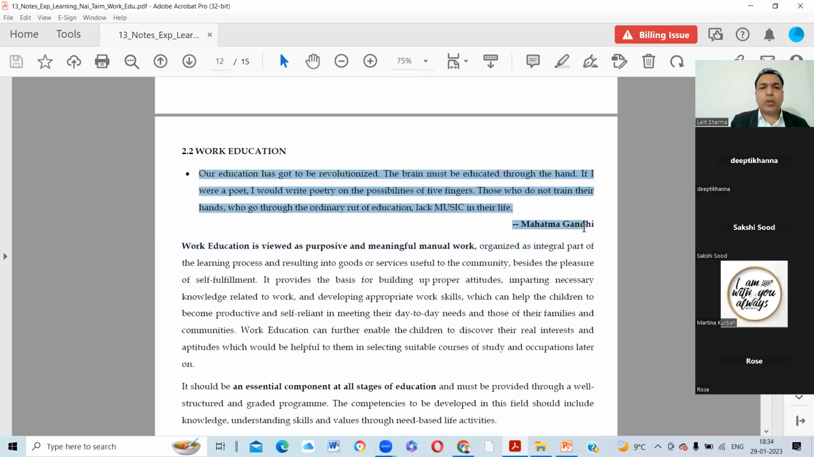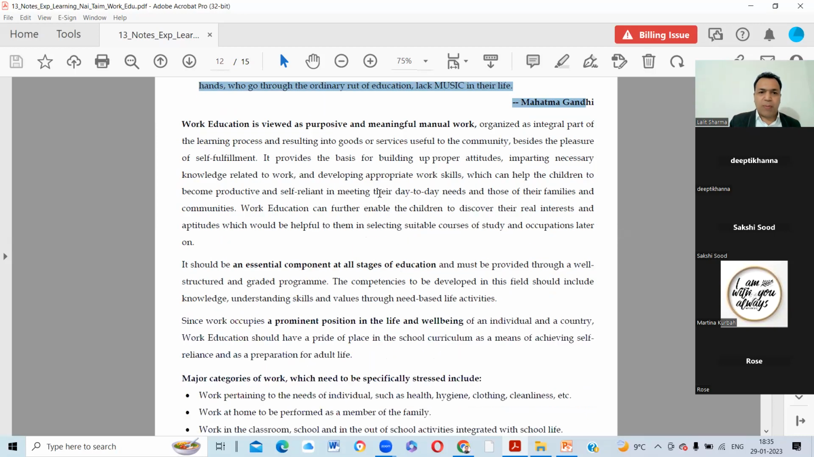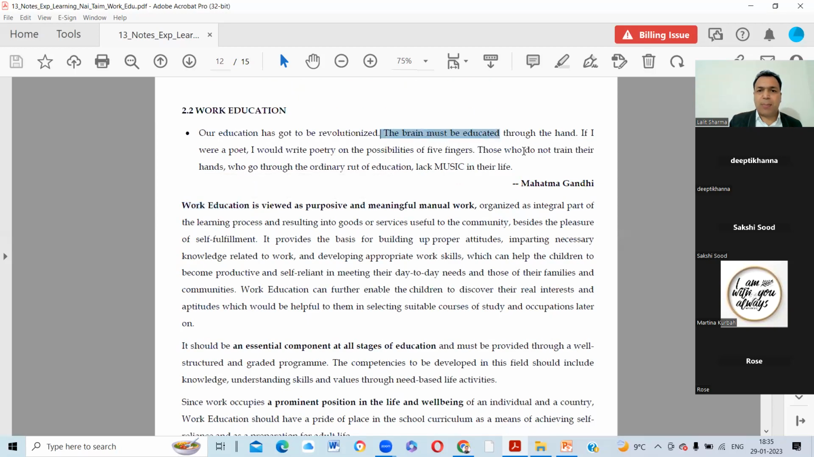Our education has got to be revolutionized. The brain must be educated through the hand. If I were a poet, I would write poetry on the possibilities of the five fingers. Those who do not train their hands, who go through the ordinary rate of education, lack music in their life, said Mahatma Gandhi. So according to work education, the brain must be educated through the hand. It means learning through hand, learning through action, learning through activities.